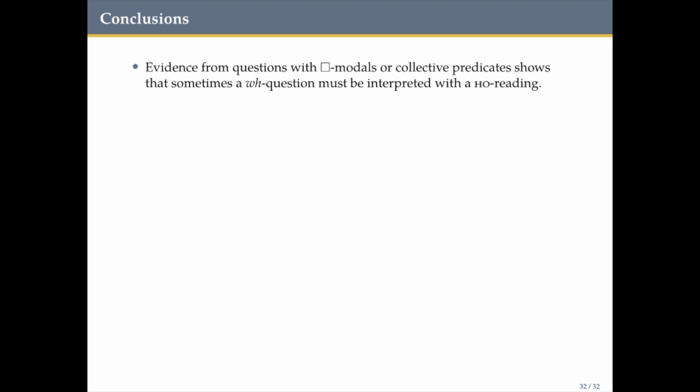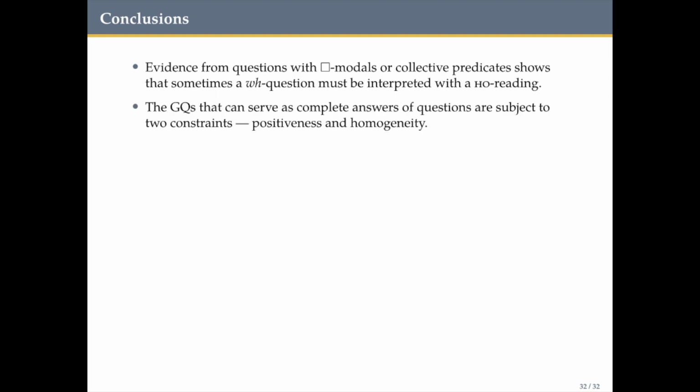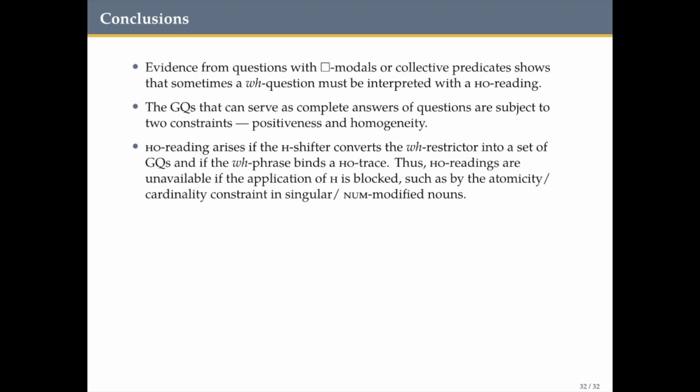In conclusion, evidence from questions with necessity modals or collective predicates shows that sometimes a wh-question must be interpreted with a higher-order reading, and the generalized quantifiers that can serve as complete answers of questions are subject to two constraints: positiveness and homogeneity. Higher-order readings arise if the shifter converts the wh-restrictor into the set of GQs, and if the wh-phrase binds a higher-order trace. And therefore, higher-order readings are inevitable if the application of the shifter is blocked, such as by the atomicity or cardinality constraint in singular or numeral-modified nouns.